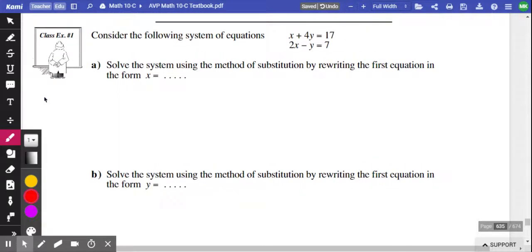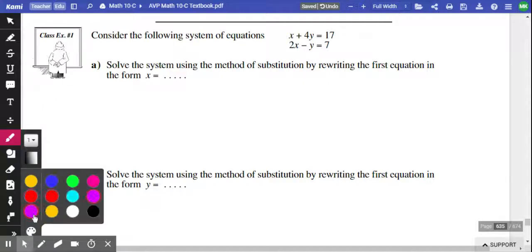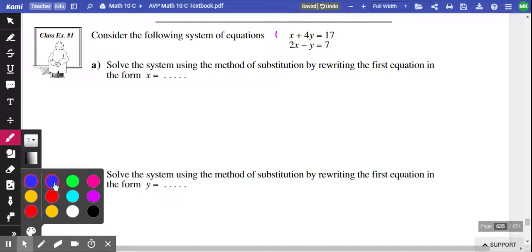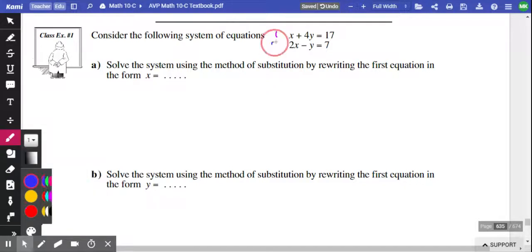It says, consider the following system of equations. I know it's a system of equations because there's two things here, right? I'm going to call this one equation 1. What is that? Did you guys see that? And this is equation 2. This is crazy. All right, so we got equation 1, equation 2. That's a system of equations because it's more than one line at a time.